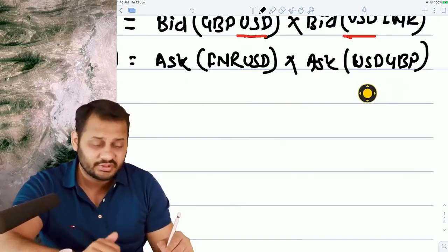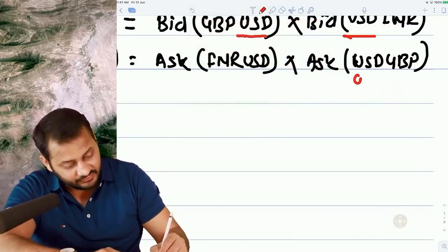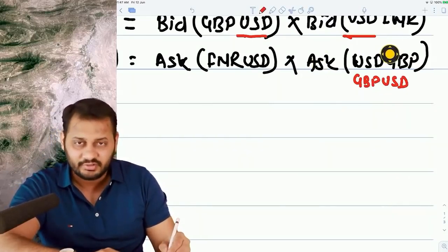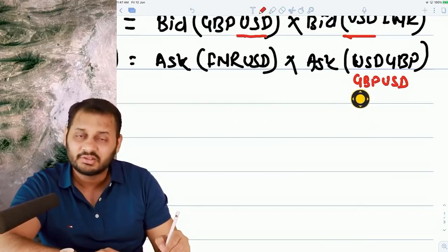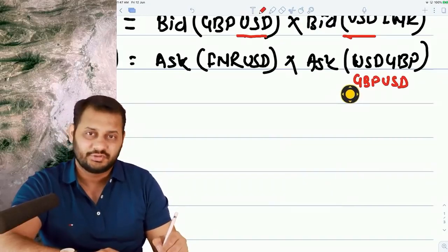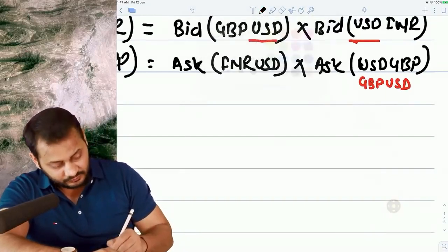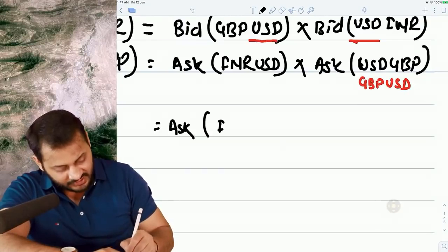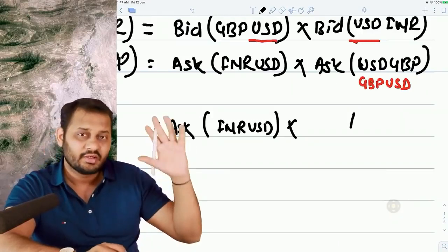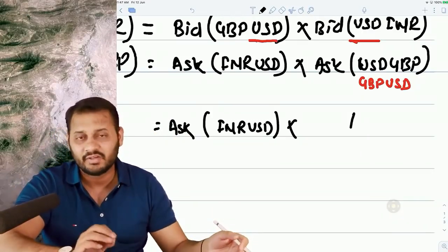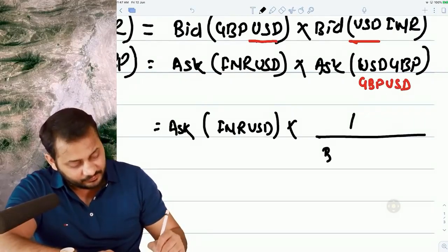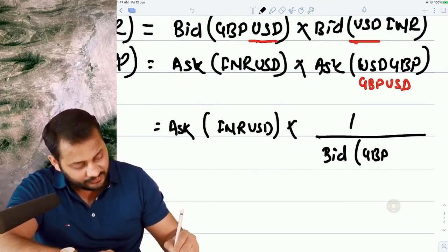If GBP USD is given in that question, let's say the given data is GBP USD, so you need ask of USD GBP. Can you take ask of GBP USD in its place? No, sir. So convert your requirement into what is given in the question. The next step will be ask of INR USD, because it is given directly. I can take the rate, and I want to convert direct from indirect or indirect from direct. Whenever we do that, ask becomes bid and bid becomes ask. So I will write down 1 divided by bid of GBP USD.